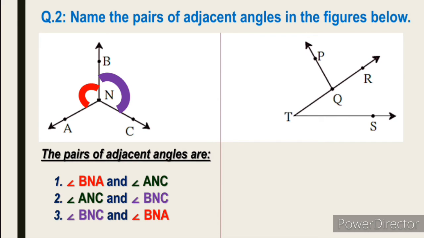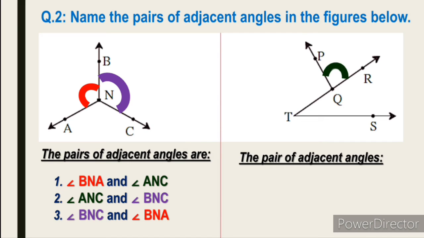Now coming to the second figure in the same question, you can see the figure clearly. In this only 1 adjacent pair is there. First one is PQR shown by green marking and second one is PQT shown by the red marking. Rest no other angle here is adjacent. So we'll write the pair of adjacent angles are angle PQT and angle PQR. You can go through the question, answer 1.